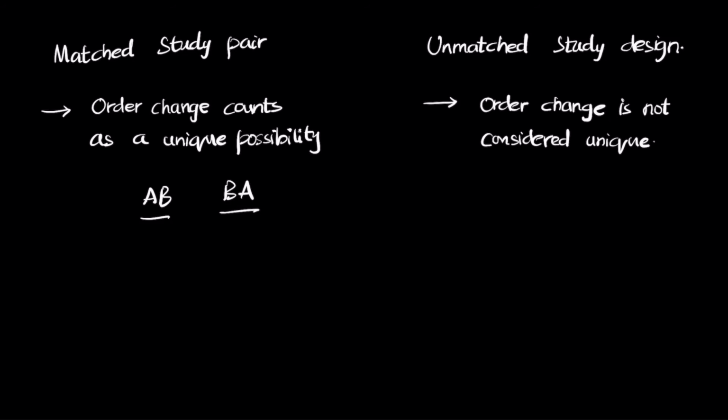For an unmatched study pair, consider another example where you are taking separate groups of study cases and separate controls, which means that the study cases are separate from the controls. Whichever order you take them in does not matter. So that's the difference between a matched study pair and an unmatched study pair. Now let's try some problems so that it becomes easier to understand.